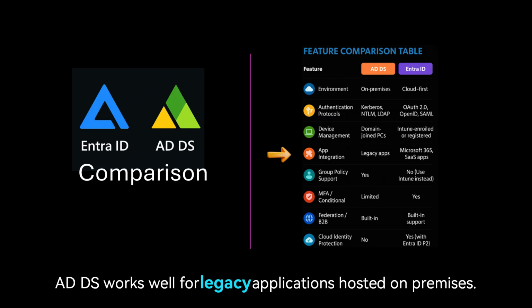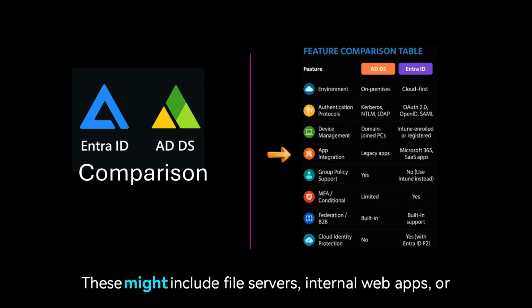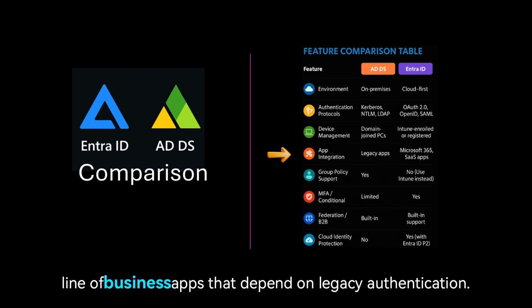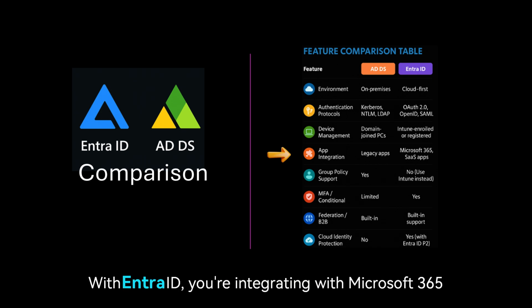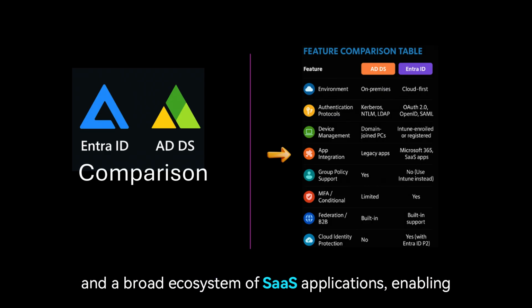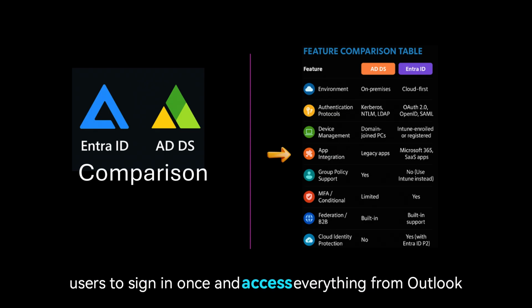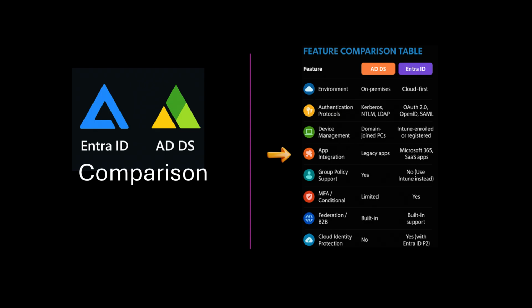ADDS works well for legacy applications hosted on premises. These might include file servers, internal web apps, or line-of-business apps that depend on legacy authentication. With Entra ID, you're integrating with Microsoft 365 and a broad ecosystem of SaaS applications, enabling users to sign in once and access everything from Outlook to Salesforce.